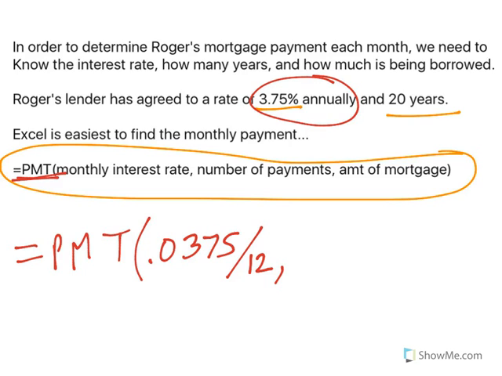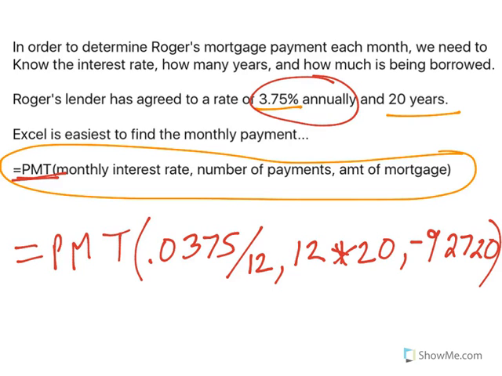Number of payments. Well, he's making 12 payments a year, because there's 12 months in a year, times the 20 years in the mortgage. Now, you can actually work these out if you'd like, but this is the process. And then the last piece is the amount of the mortgage. And we know from the previous page that he's borrowing $92,720.